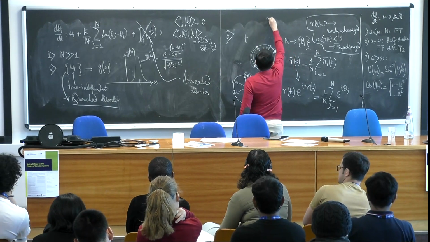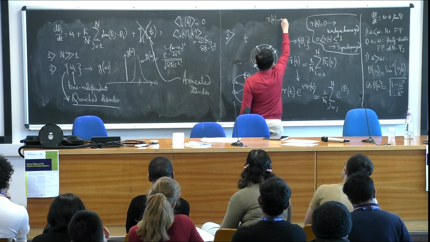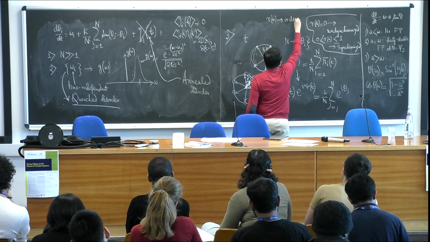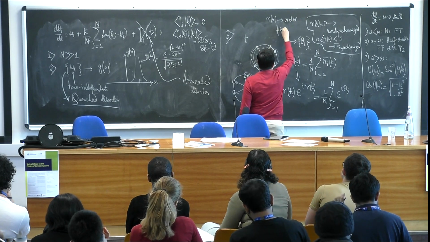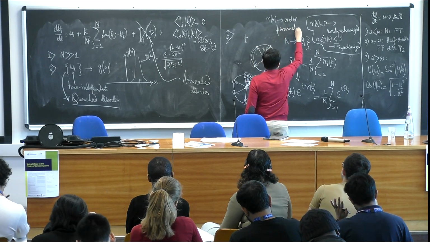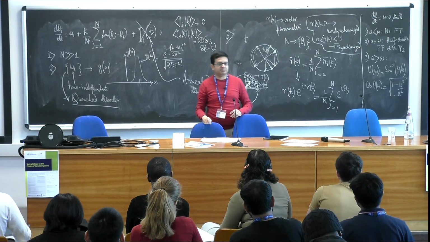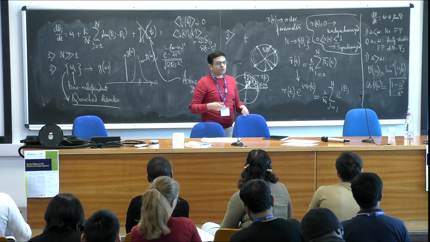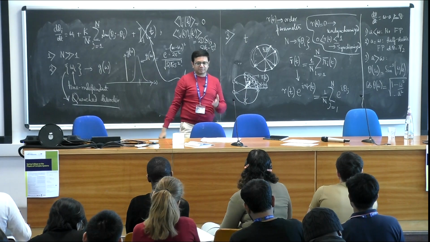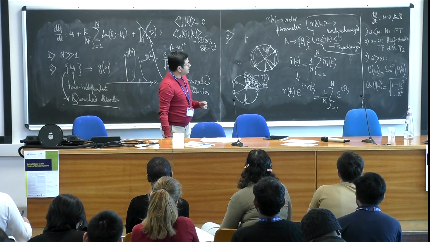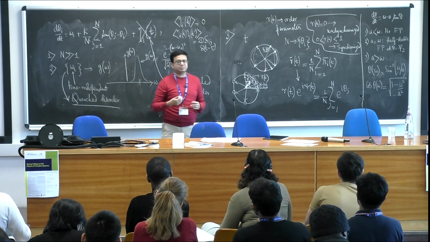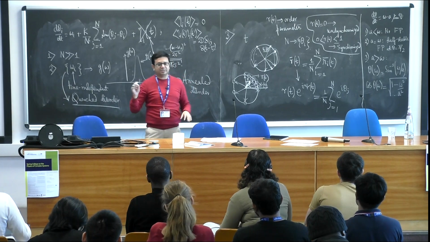So this r of t is called the order parameter of the system. How many of you have heard the word order parameter? It's a word borrowed from statistical mechanics. In phase transitions, you talk about order parameter. So what does order parameter do? It allows you to distinguish between an ordered phase and a disordered phase.